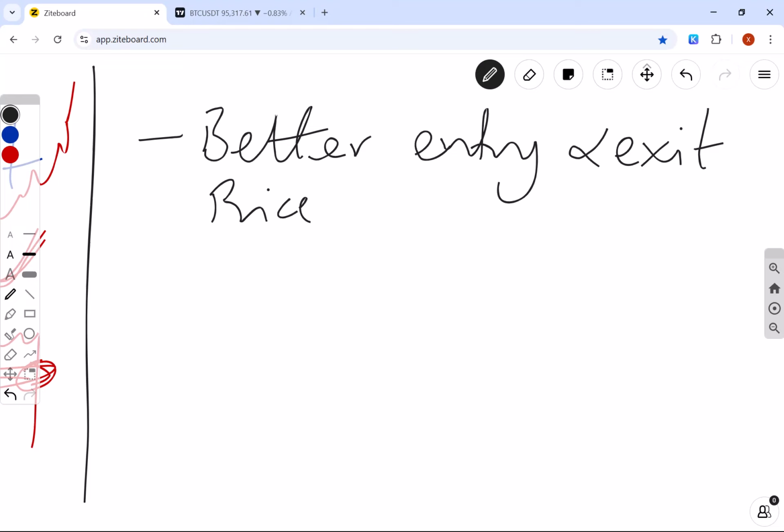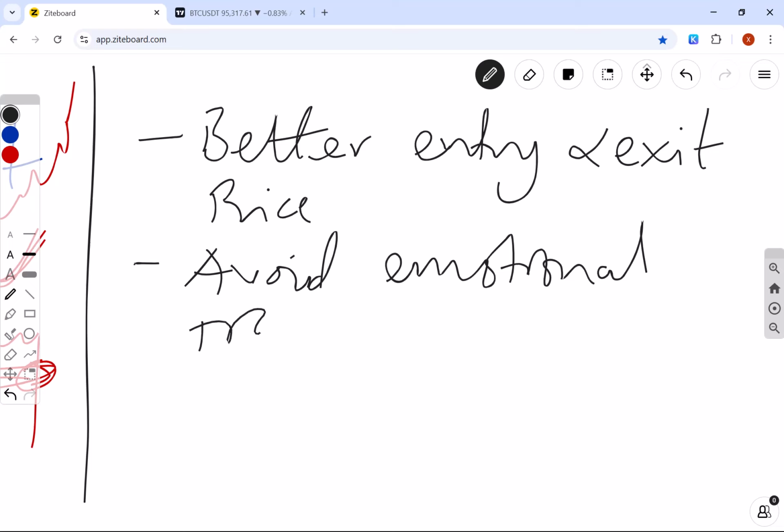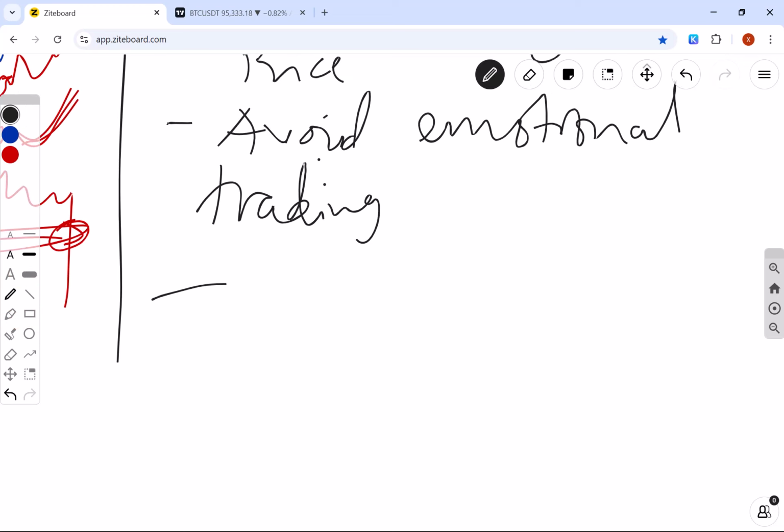The second thing is that it helps you avoid emotional trading. Since the order is set in advance, traders don't have to make impulsive decisions based on emotions or sudden market movement as to whether they should press the buy button or the sell button. Everything is automatically executed.